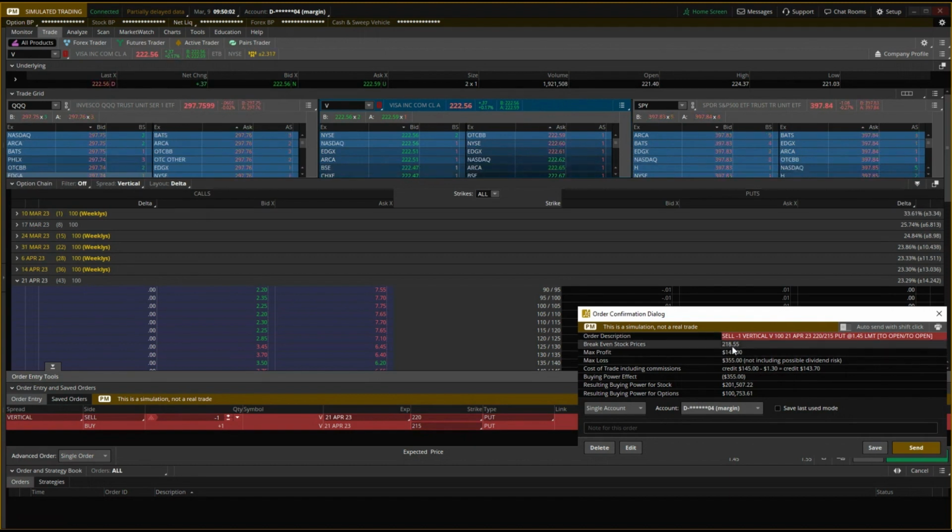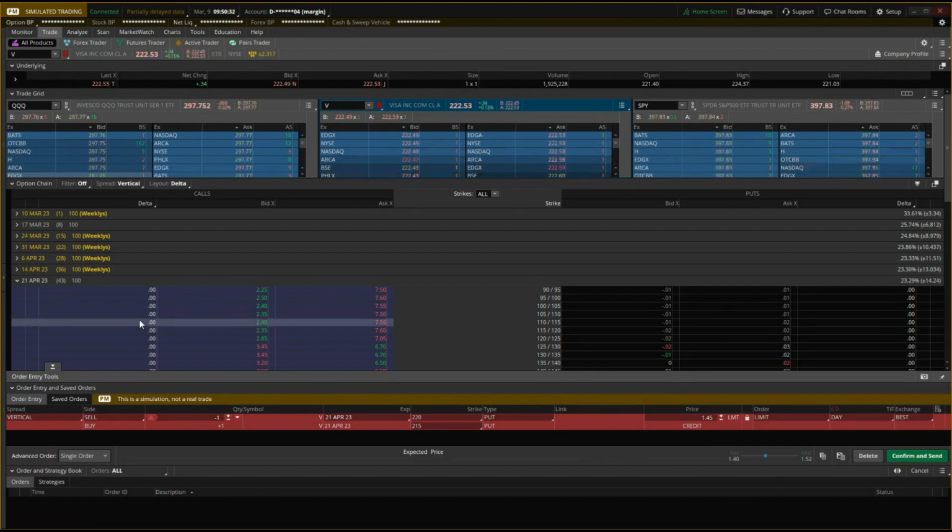So our break even is at 218.55. The stock is trading at around 222.56. So I like when my break even is below where the stock is trading. And of course, the max profit is going to be the credit received. Now, let's say you're satisfied with the numbers that you see here. The next thing we're going to look at is what is our probability of success with this trade and how much capital do we want to commit to this trade.